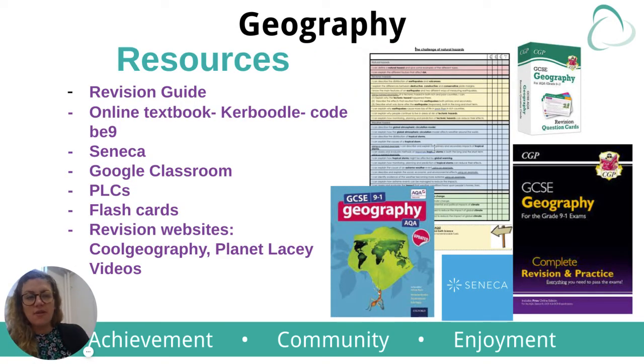So we use lots and lots of different types of resources. All students will be given a revision guide, like the purple one in the bottom corner, the CGP revision guide. That will be given either at some point in year 9 or at the beginning of year 10. There's an online textbook, the blue GCSE AQA textbook, that they can access at any point at home, and the code that they can use is BE9. There's also Seneca, so we use Seneca assignments quite a lot for homework and for revision, and that tracks their progress as well.